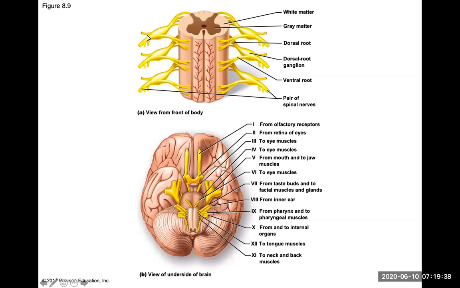You can see dorsal root contains sensory information coming in the back, and ventral root contains motor information coming out of the front. The dorsal root ganglia contains cell bodies of those neurons.